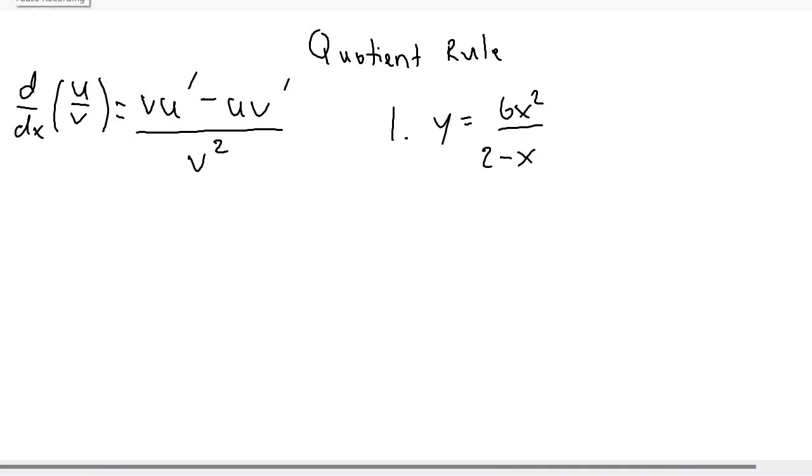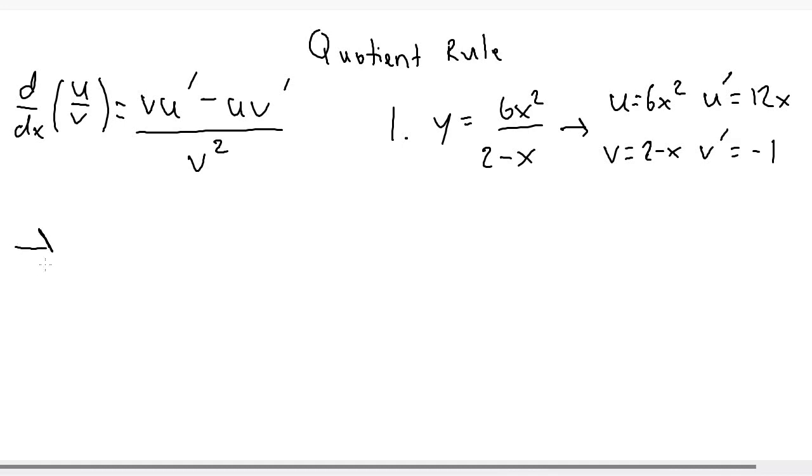So let's take a look at this problem, y equals 6x squared over 2 minus x. So I'm just going to start out by naming my u and v. So u will be 6x squared, and v will be 2 minus x. u prime, or the derivative of u, will be 12x to the first, or just 12x. And v prime, or the derivative of v, will be negative 1.